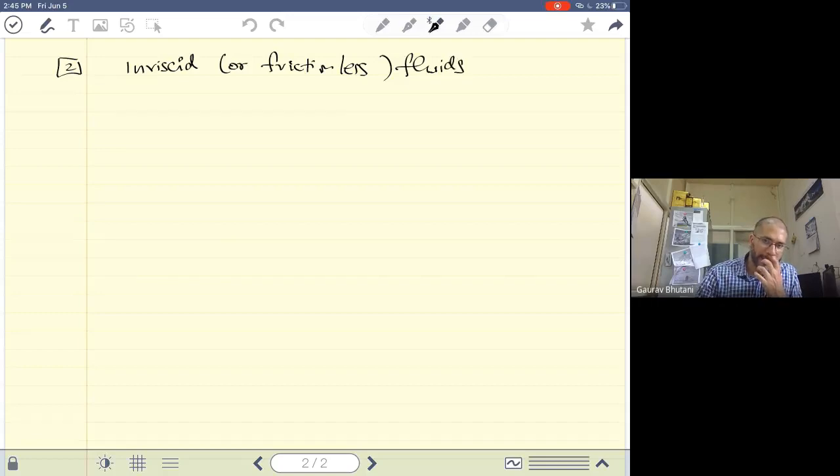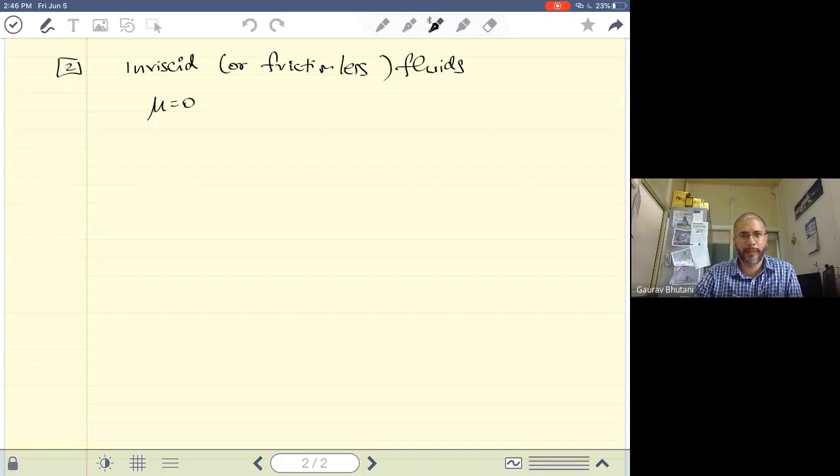Okay, so what that means is that the fluid provides no friction or no viscosity. So we saw that mu, for the case that we developed, was the only viscous coefficient we had, and if the fluid is inviscid or frictionless, then the viscosity is zero. So that means that the fluid provides no resistance.